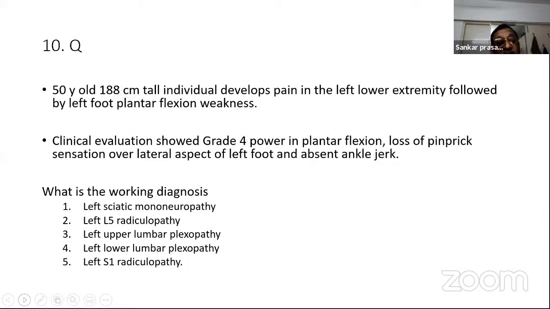A 50-year-old, 188 centimeter tall individual develops pain in the left lower extremity followed by left foot plantar flexion weakness. Clinical evaluation showed grade 4 power in plantar flexion, loss of pinprick sensation over the lateral aspect of the left foot, and absent ankle jerk. What is the working diagnosis? Left sciatic mononeuropathy, L5 radiculopathy, upper lumbar plexopathy, lower lumbar plexopathy, or S1 radiculopathy.